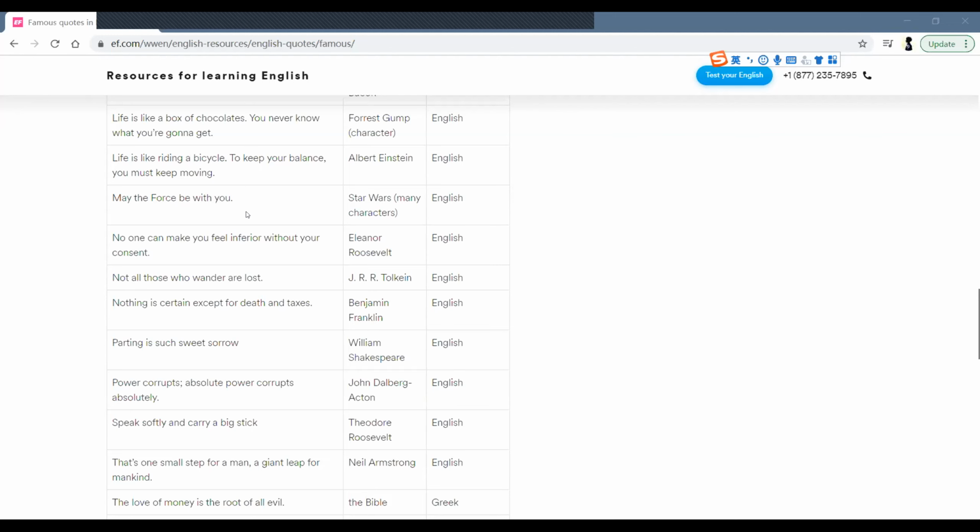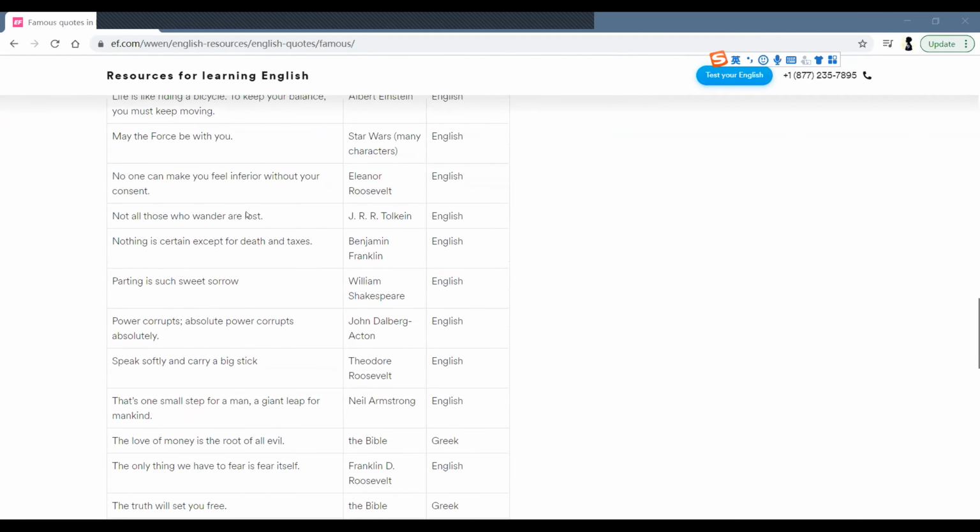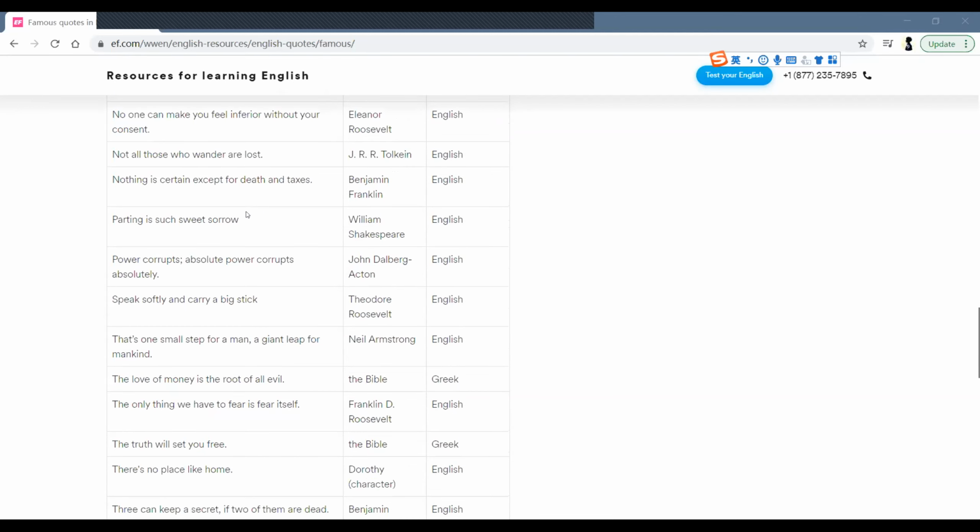"Power corrupts. Absolute power corrupts absolutely." Just saying that the more power you get, the more corrupt you'll be. And if you have total control, you'll be completely corrupt. And I'm not sure what that means.